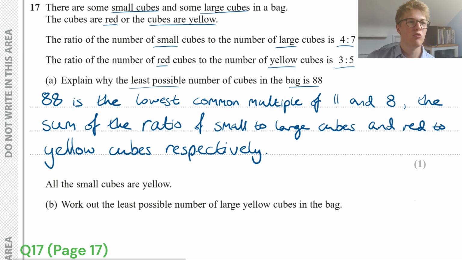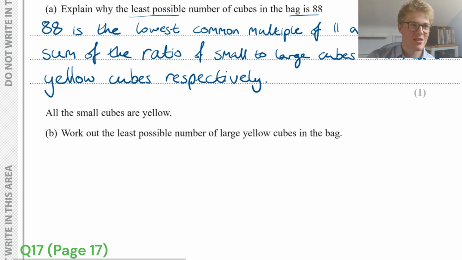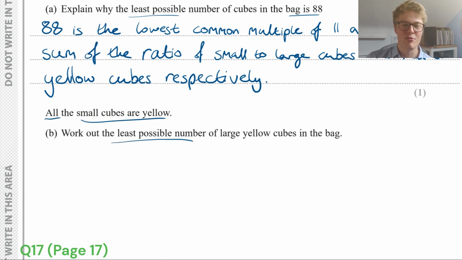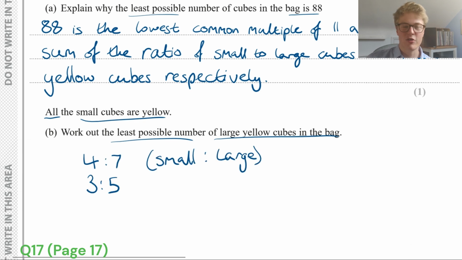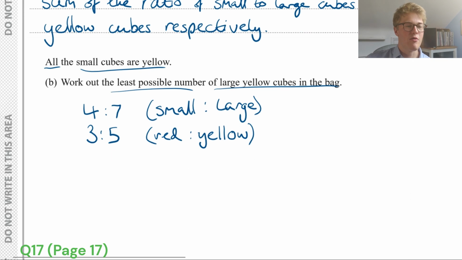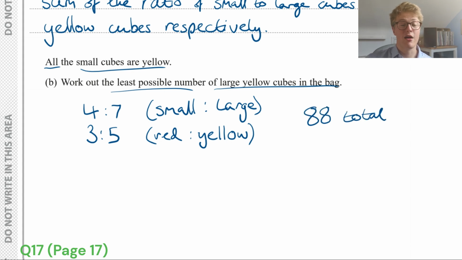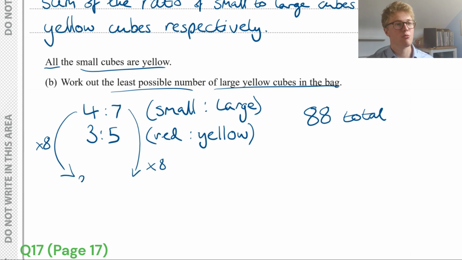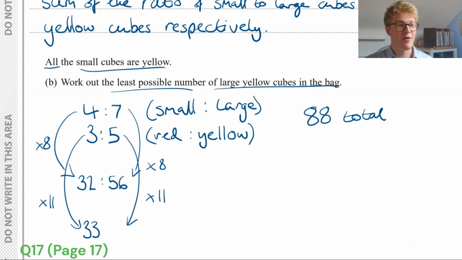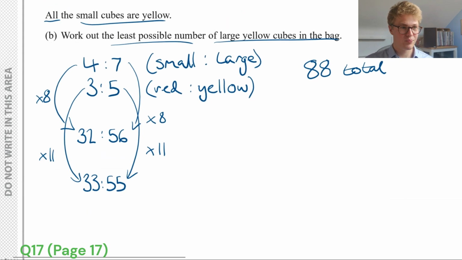Next, all the small cubes are yellow. Work out the least possible number of large yellow cubes in the bag. So we're told already that 88 is the smallest number of cubes we can have in the bag. So we've got our ratios of 4 to 7 and 3 to 5. If we scale these up to make our 88, we multiply 4 to 7 by 8, because the total there is 11, so we multiply by 8. And we multiply the ratio of 3 to 5 by 11. So we have 32 to 56 and 33 to 55.